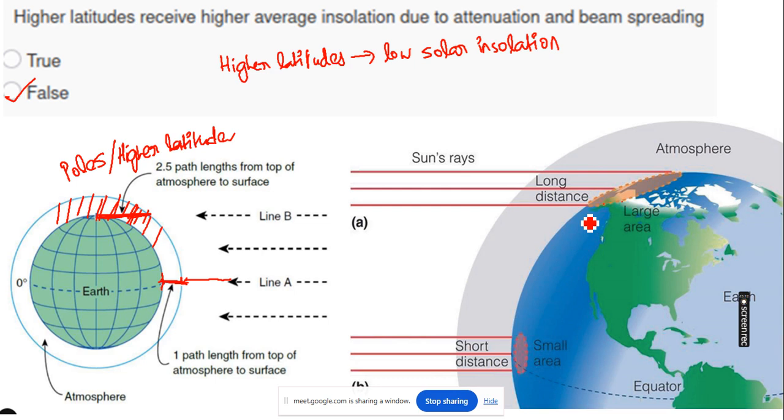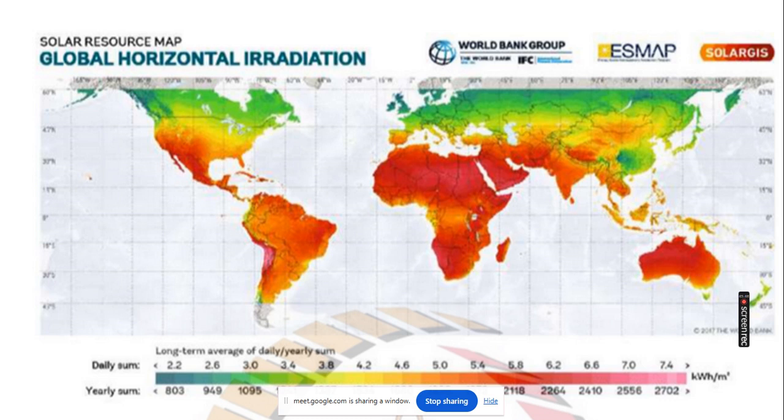So due to two different reasons, the higher latitudes actually receive lower solar insolation compared to that of the lower latitudes. First one is attenuation, which means the solar radiation has to travel more distance or needs to encounter a larger thickness of the atmosphere before reaching the surface of the Earth. And the second one, because of the longer distance, the beam, the incoming solar radiation, is being distributed over a larger area in the high latitudes compared to that of the equator. So because of this also the incoming solar radiation is less. So these are the two different things.